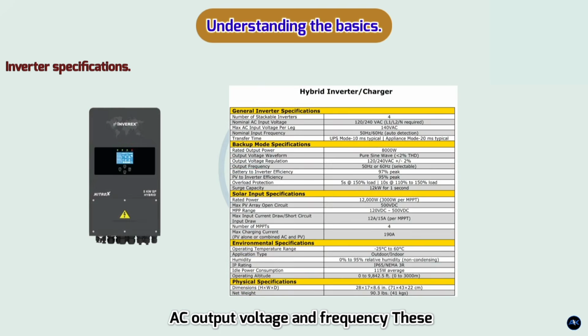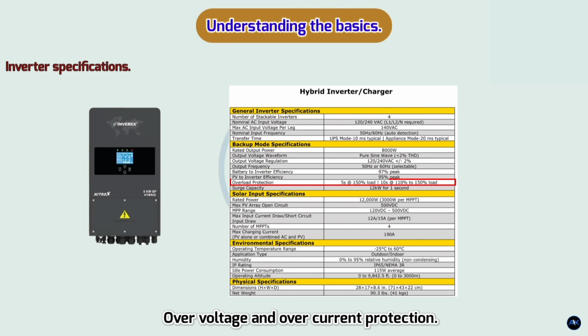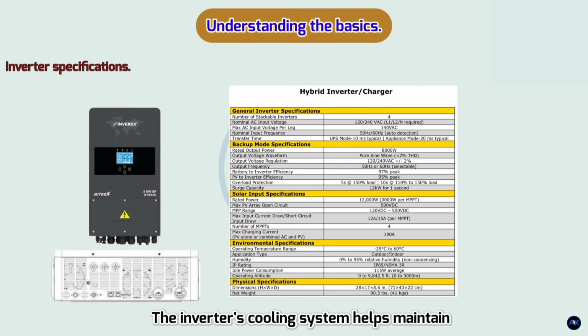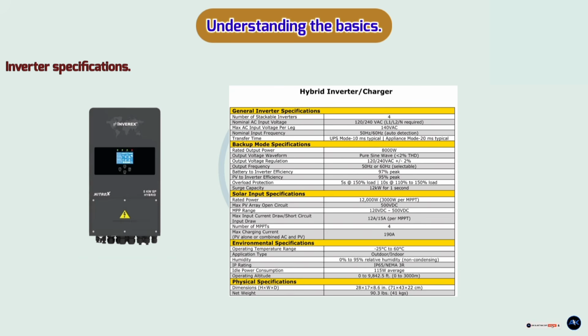AC output voltage and frequency. These specifications ensure compatibility with your local electrical grid. Over voltage and overcurrent protection. These features protect the inverter and your solar panels from damage caused by excessive voltage or current. Cooling system. The inverter's cooling system helps maintain optimal operating temperature and prevents overheating.